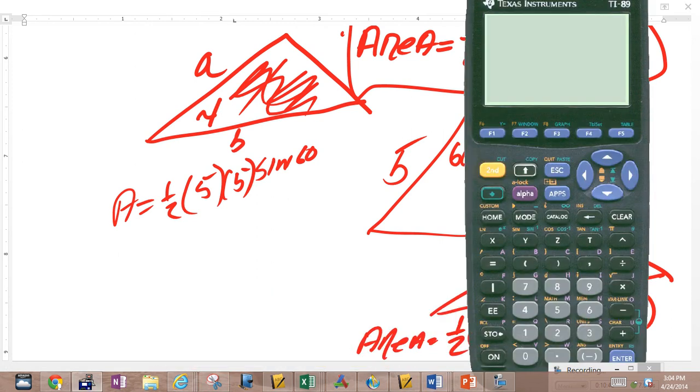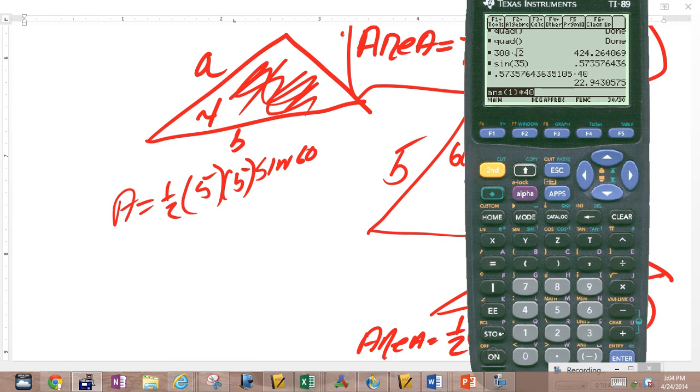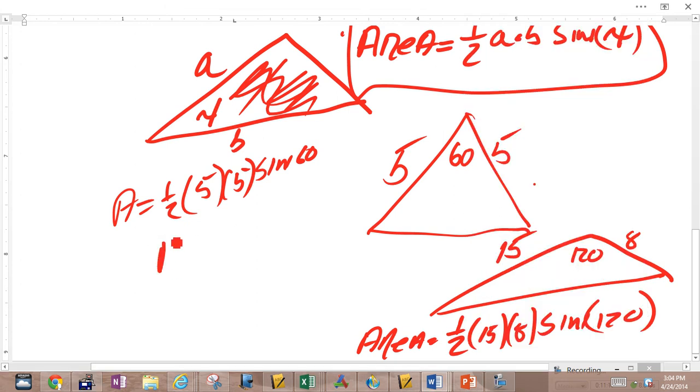Simple enough. So we need the sine of 60. I'm asking my calculator for the sine of 60, and then I'm going to multiply that by what? 1/2 of 5 times 5. So times 0.5 times 5 times 5. My answer is 10.823. Area is equal to 10.823.